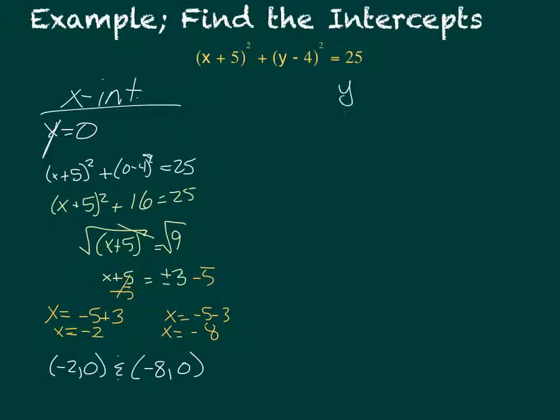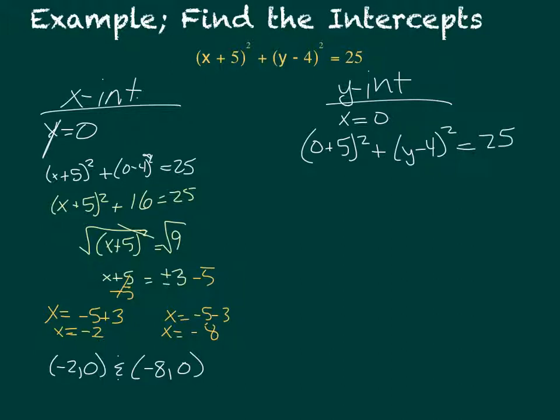Now I have to go to my y-intercepts. Okay, so for my y-intercepts, my x is going to be equal to 0. So I'm going to put that in. So I have (0 plus 5) squared plus (y minus 4) squared equals 25. All right, and then I solve it the same way that I did before. So I have 5 squared, which is 25, plus (y minus 4) squared equals 25. Okay, so now I subtract the 25 over, and I actually get 0. So this one's actually going to be kind of nice because there's only going to be one answer.